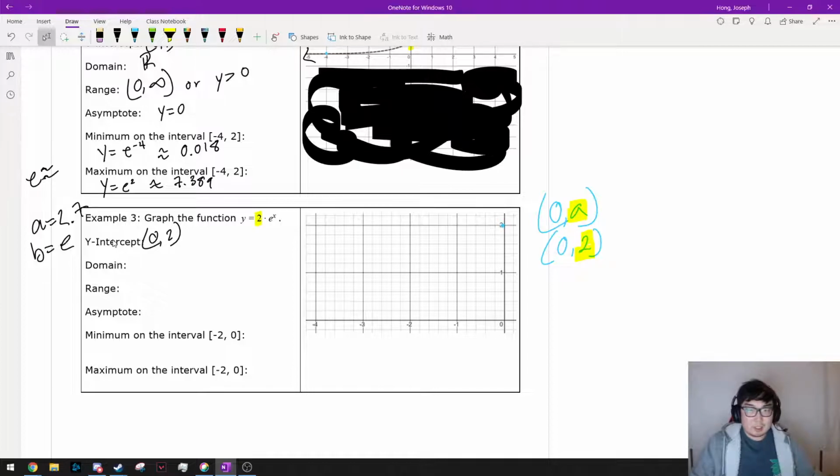Domain, still the same, all real numbers. The range, still the same, which is y is greater than 0. The y asymptote, still the same, y equals 0. I don't even need to graph this on Desmos for me to know that. This will stay true for most of the time because think about it.